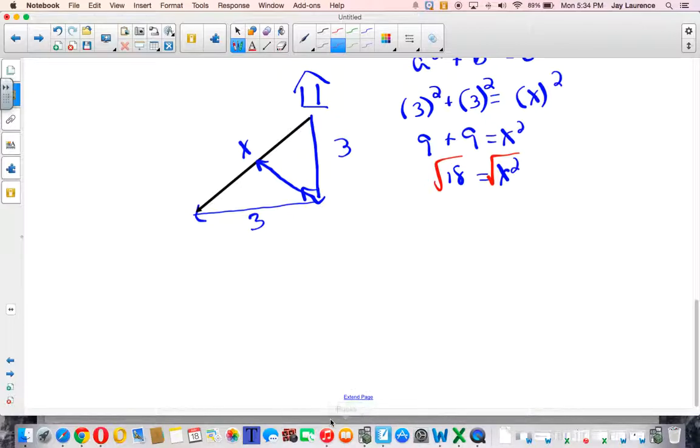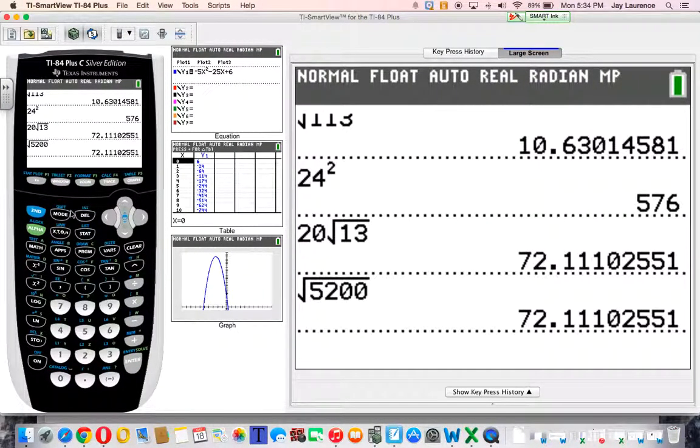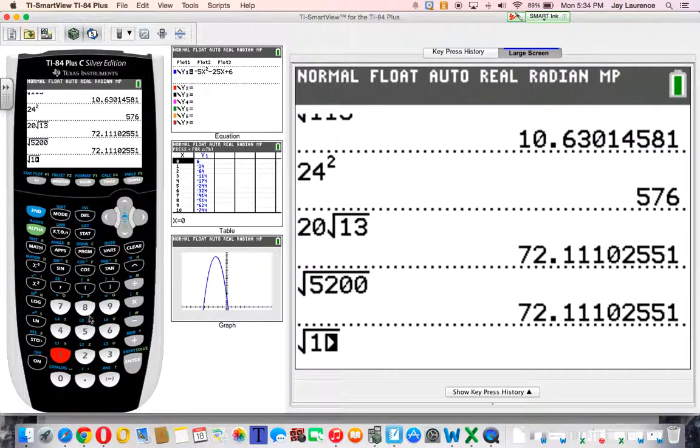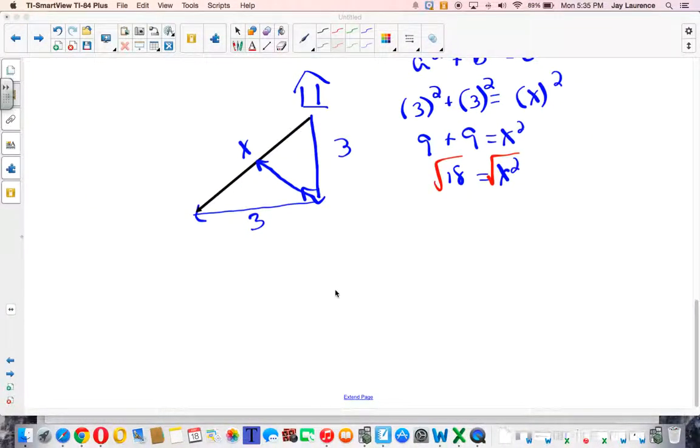But let's go ahead and just use the calculator, since we need some miles. And so what was it? The positive square root of 18. So, oops, I don't need that parenthesis. I'm used to the old style calculator. Sorry about that. All right, and we get about 4.24 miles.